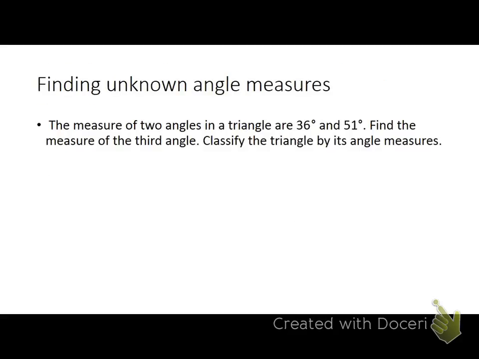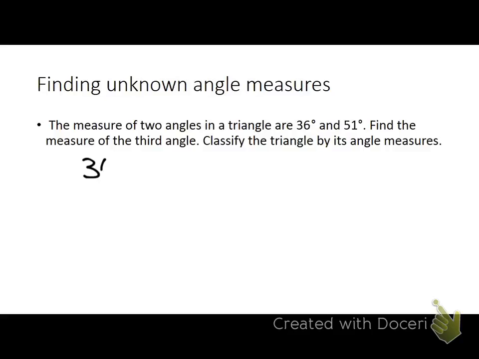All right. So we did unknown angle measures. Now you have a triangle. The measures of 2 angles in a triangle are 36 and 51. Find the measure of the third angle. Then classify the triangle by its angle measures. Use an equation to solve for the unknown, and then tell me what kind of triangle it is. So what's going to be my equation? 36 plus 51 plus x equals 180.